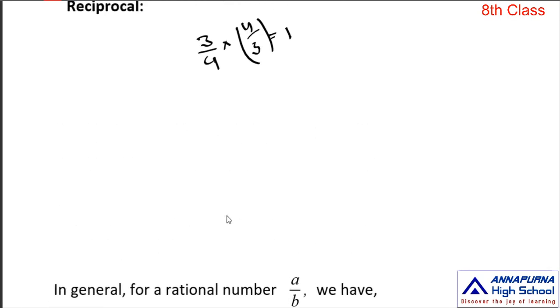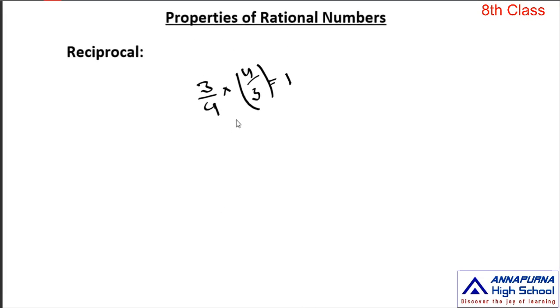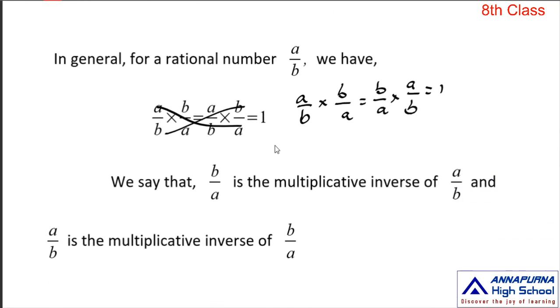What is the fifth property? Existence of inverse element. What is the additive inverse of a rational number a by b? Minus a by b. Does it exist in the collection of rational numbers? Yes, it exists. What is the multiplicative inverse of a by b? That is b by a. Does b by a exist in the rational numbers? Yes, it exists. So the collection of rational numbers satisfies the inverse property with respect to addition and multiplication.